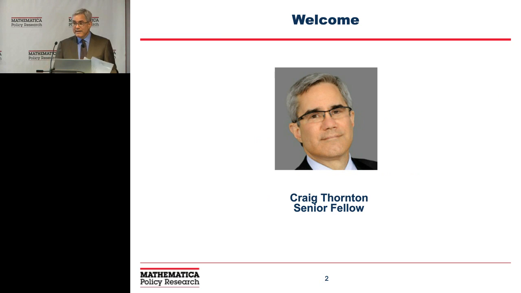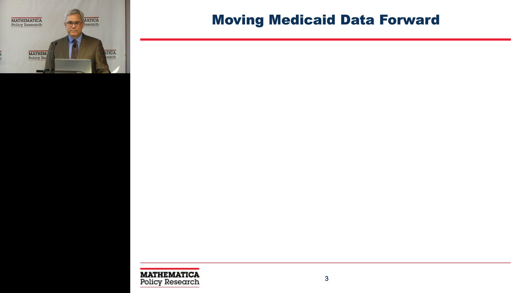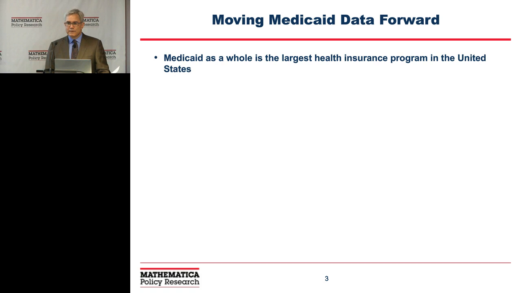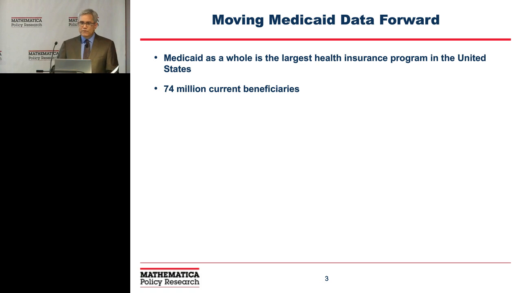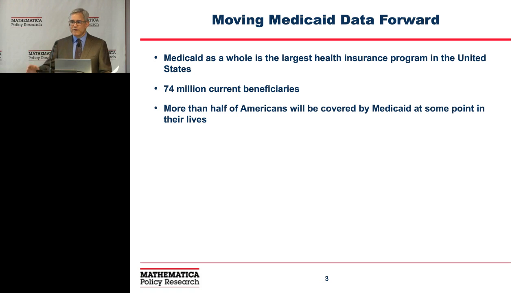Well, Medicaid is the largest health insurance program in the United States. There are 74 million current beneficiaries, about 20% of the population. But the 20% is a little misleading, too, because people come on and off Medicaid at different points in their lives. Over the course of a person's life, probably half of the people in the United States will be on Medicaid at some time. So this is not some little program off to the side. This is a major source of health insurance for many Americans.